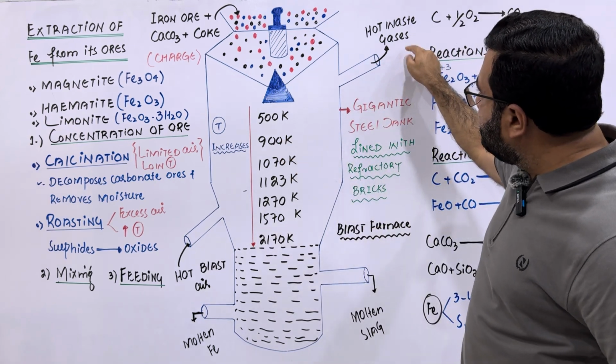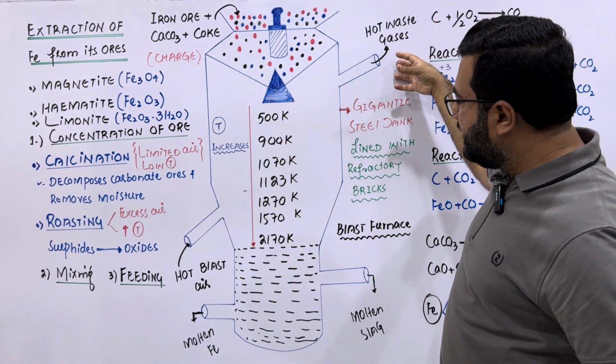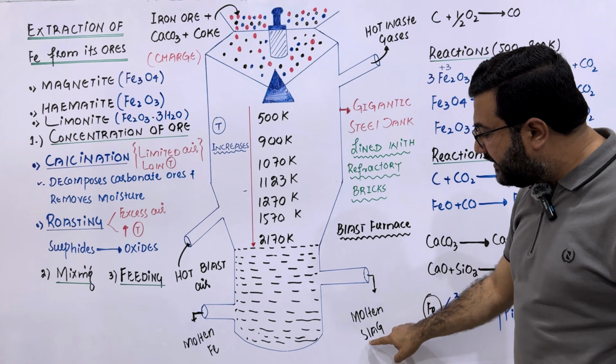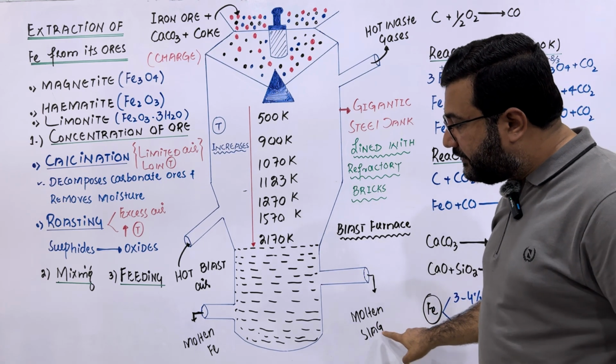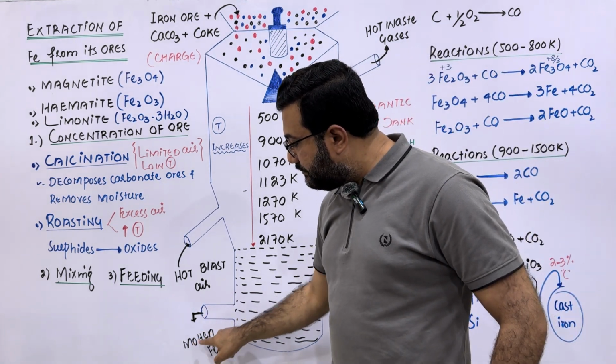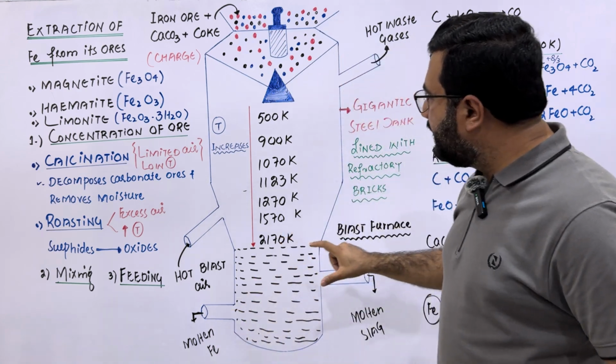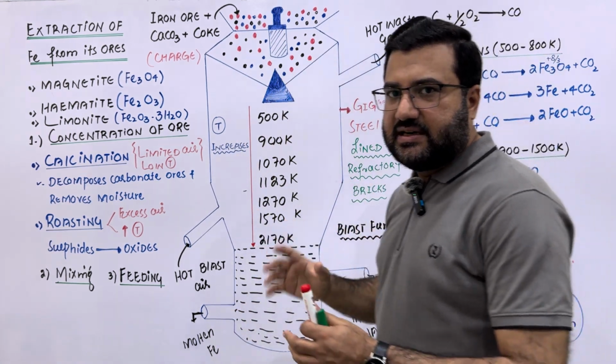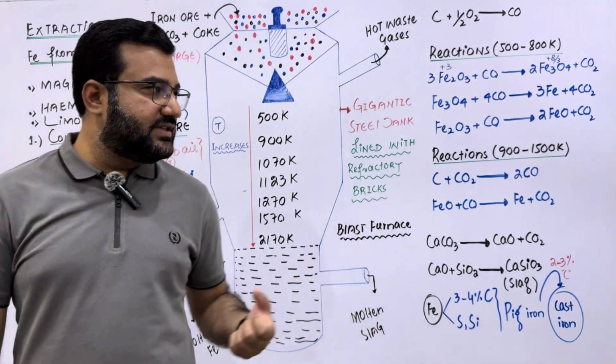My dear students, there is an inlet through which the hot blast air is introduced. There is an outlet for the removal of the hot waste gases. Then there is an outlet from where the molten semi-solid waste called slag is removed, and there is an outlet from which the molten pure iron will be obtained. So this one is the schematic diagram of the blast furnace, just to understand the working of this furnace.